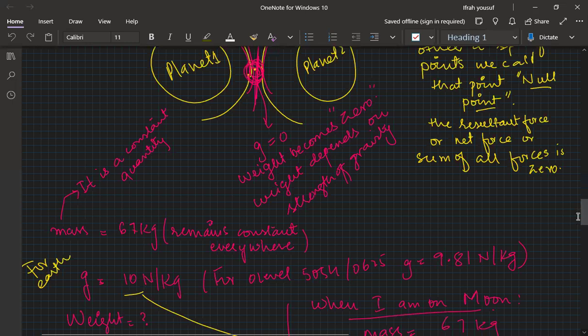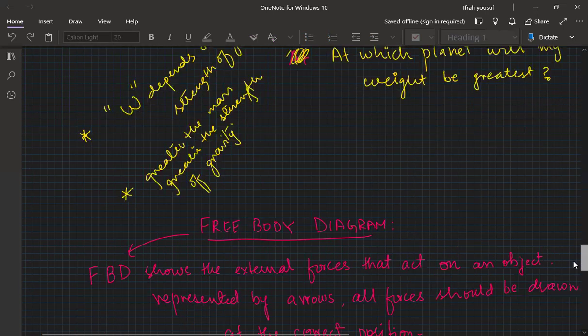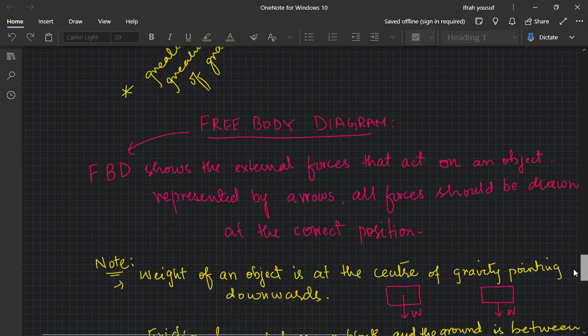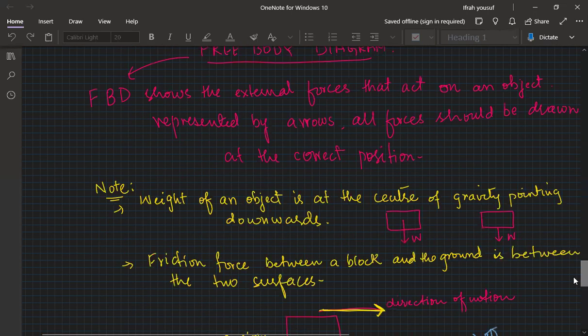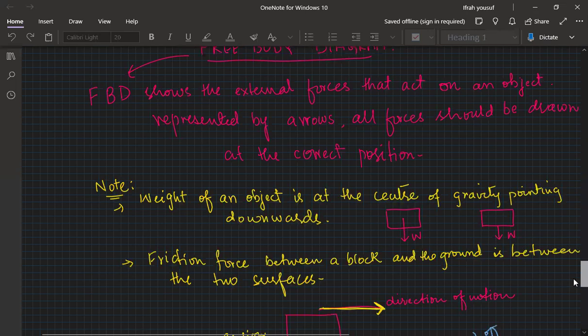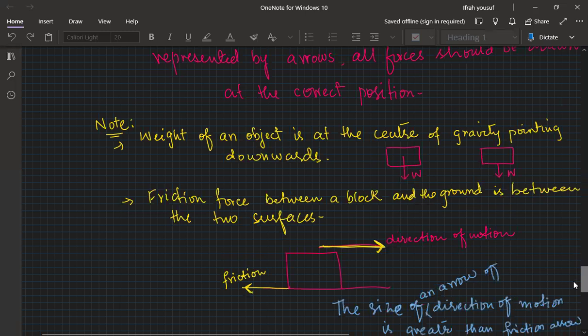So this concept is going to be discussed again when we are talking about the free body diagram, right? A free body diagram shows the external forces that act on an object, represented by arrows. All forces should be drawn at the correct position. We have to keep in mind that all forces should be drawn at the correct positions, and the size of the arrow is according to the magnitude of the force, right? How much force is applied on that particular object, so the size of the arrow should be drawn accordingly.